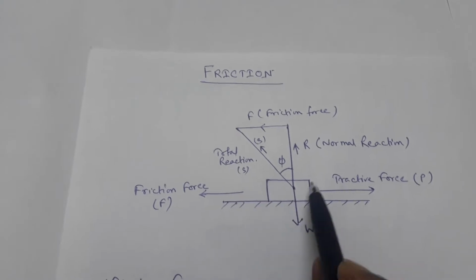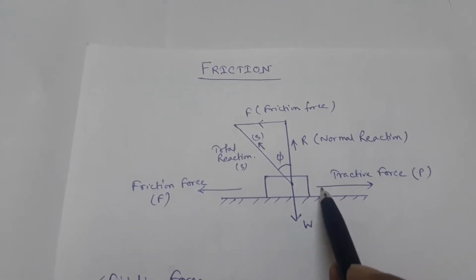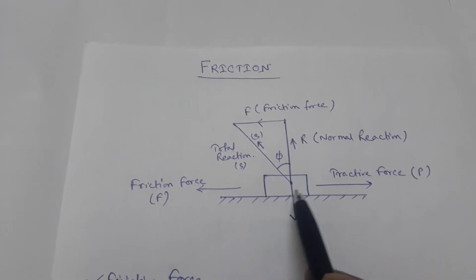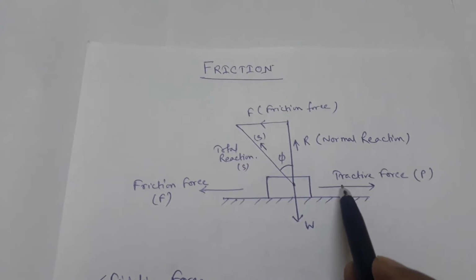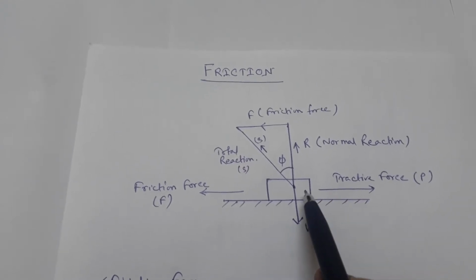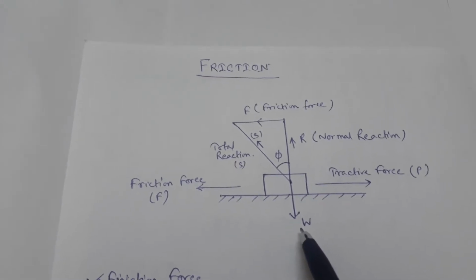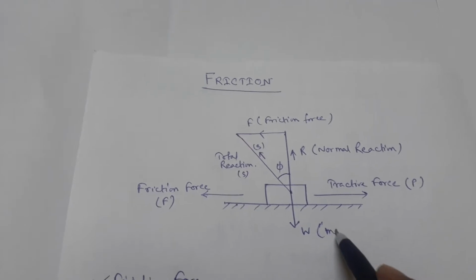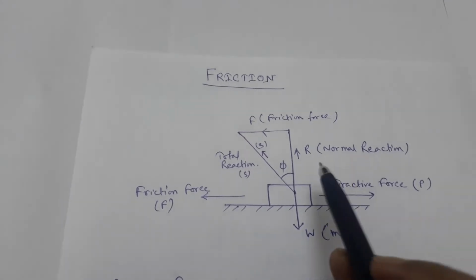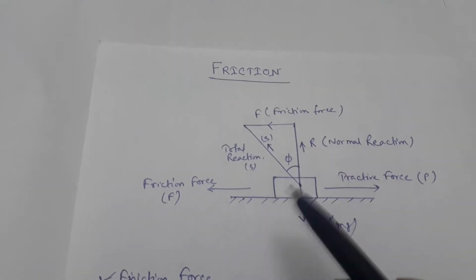This is a body resting on a horizontal surface. This is the attractive force. If the body tries to move towards the right direction, then automatically a friction force is generated in the left direction. The weight acts downwards, W, that is equal to mg, and this is the normal reaction. So what is friction force?